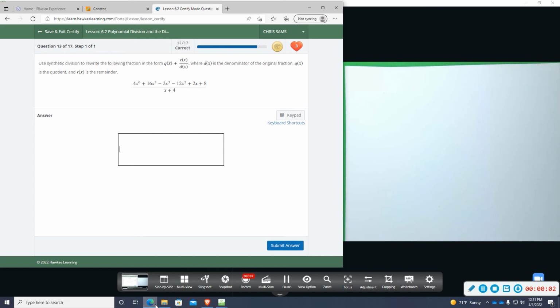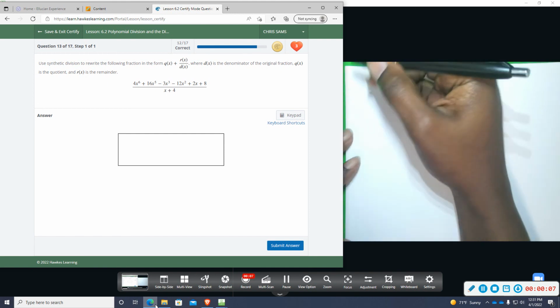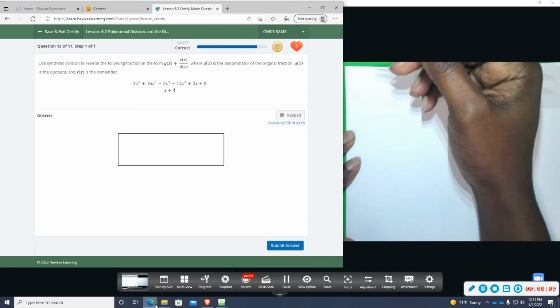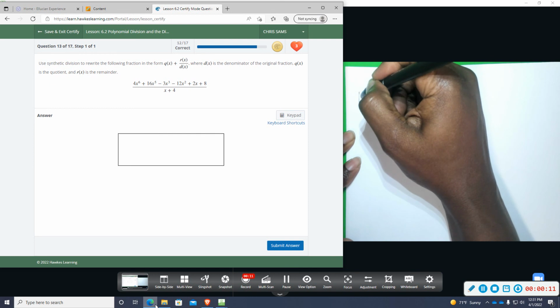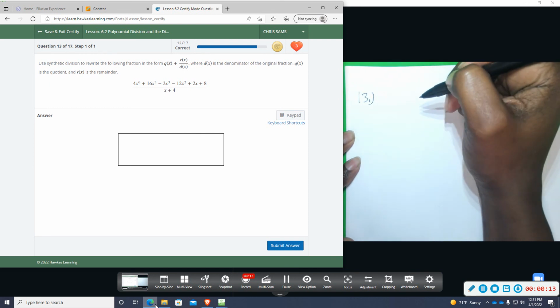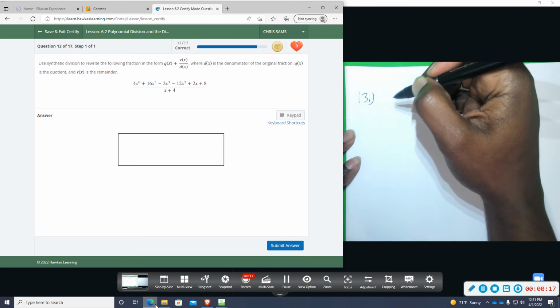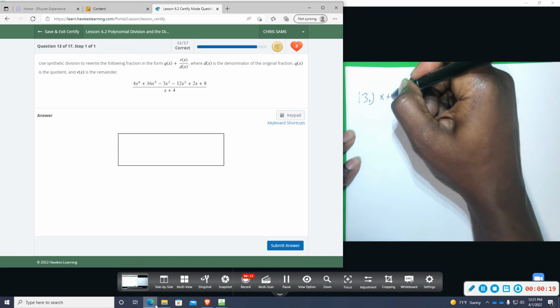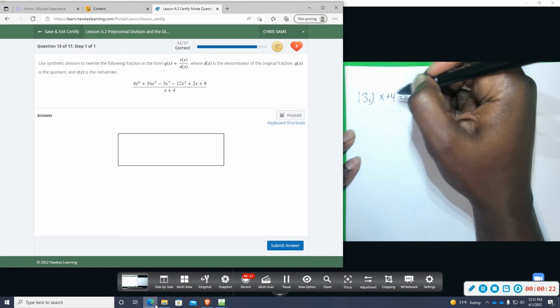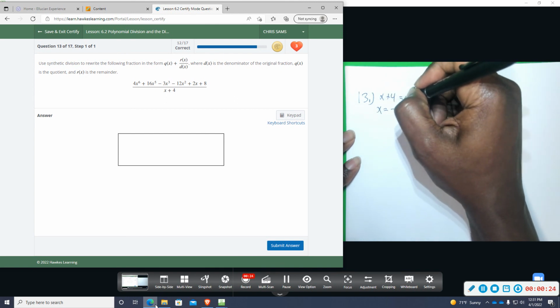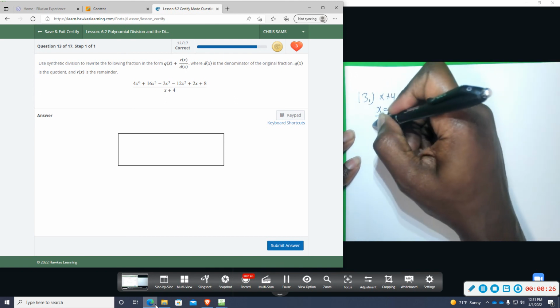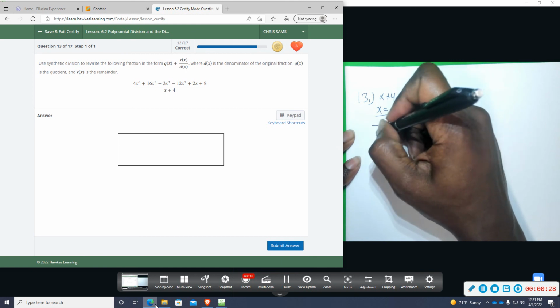All right, number 13. Again, we want to use synthetic division, and that will be the easiest way to do this one. So our box number, if you take that divisor, x plus 4, set it equal to 0, move that over, you get x equals negative 4.